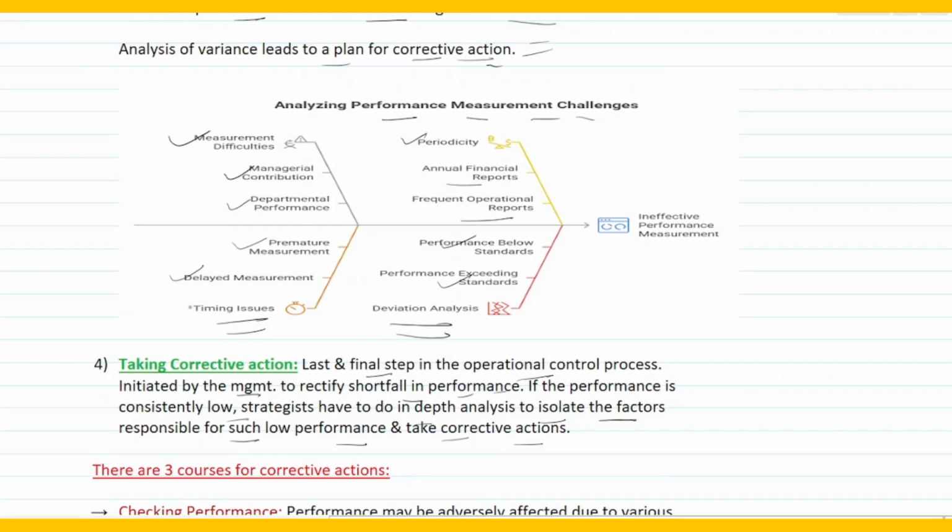So the last point in the operational control step is basically taking the corrective action, right? Who does that? It is basically done by the management. And if the performance is consistently low, then the analyst or the strategist has to do in-depth analysis to isolate the factors. That means they should distinguish the factors which are responsible for the low performance, and how you are able to take the corrective actions, right?